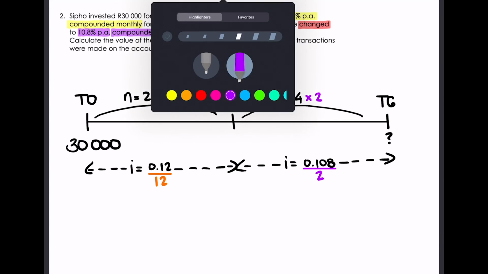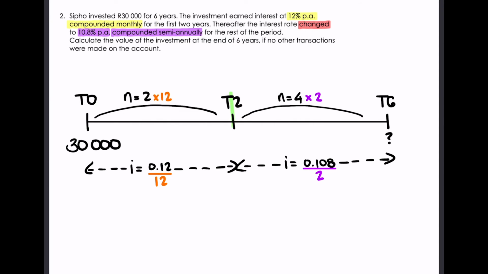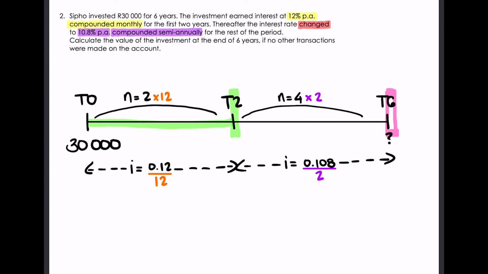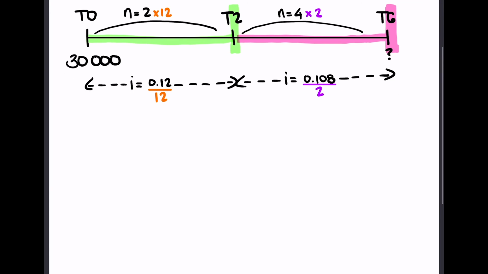So now I'm going to have 2 calculations. I'm going to have my end of term 2 calculation, which is going to have everything that's green in my picture. And then I'm going to have my end of term 6 calculation, which is going to be everything that's pink. Remember, there's no money being invested or withdrawn during the period. So I'm going to start with the end of term 2. Remember, I'm not depositing or withdrawing anything, so nothing's being added or subtracted.